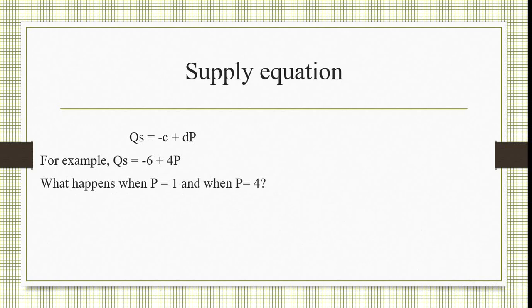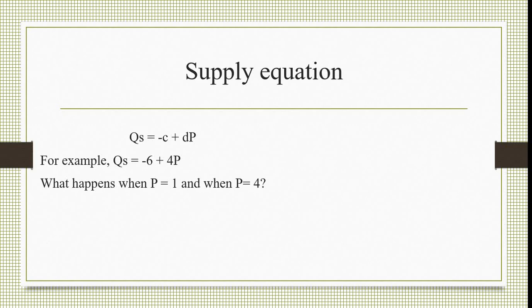what happens when P is 1? When P is 1, you can see that Q is going to be negative 6 plus 4 times 1, which is negative 2. And then when P is 2, our Q is going to be negative 6 plus 4 times 2. That's negative 6 plus 8. It's going to be 2.